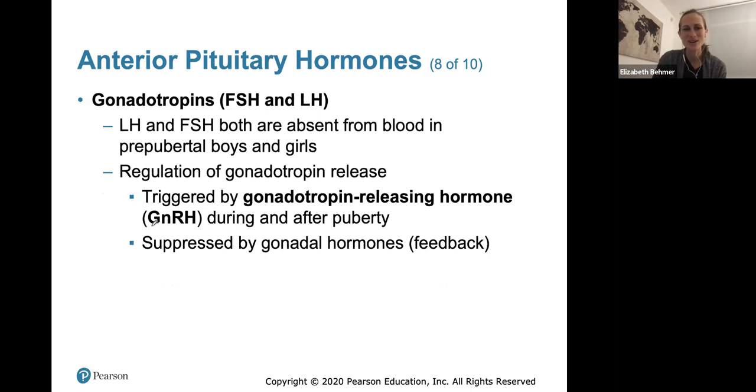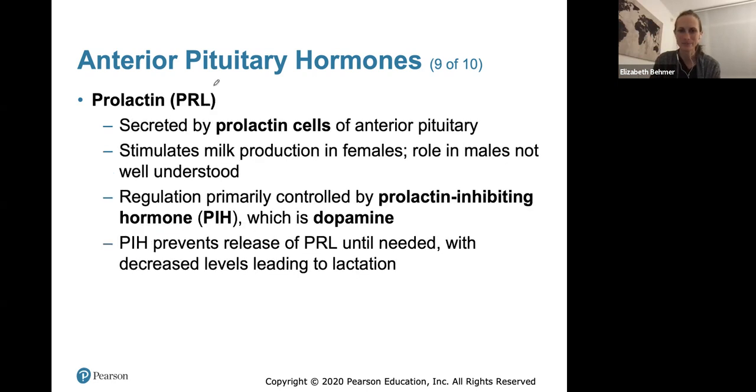So we have another releasing hormone here. This is the big hormone, gonadotropin releasing hormone, that's released during and after puberty. It will be suppressed by gonadal hormones and also a negative feedback mechanism, meaning once there's enough of it, it'll be suppressed. So gonadotropin releasing hormone will be released from the hypothalamus during and after puberty to start the production of FSH and LH.